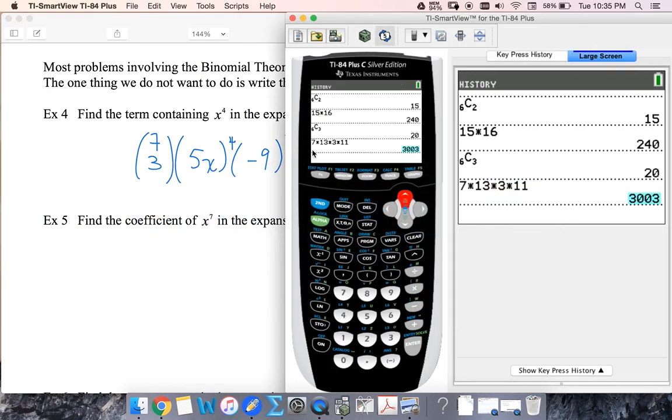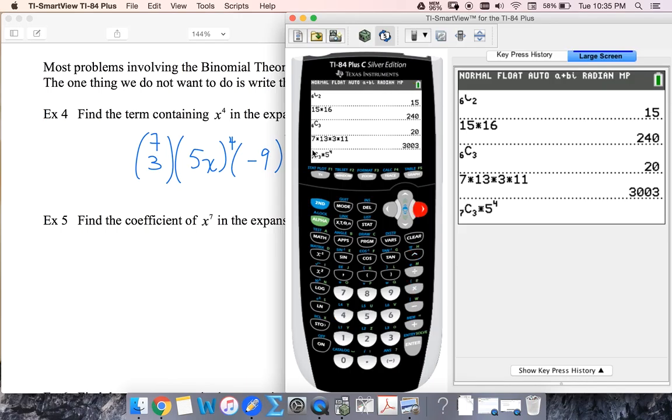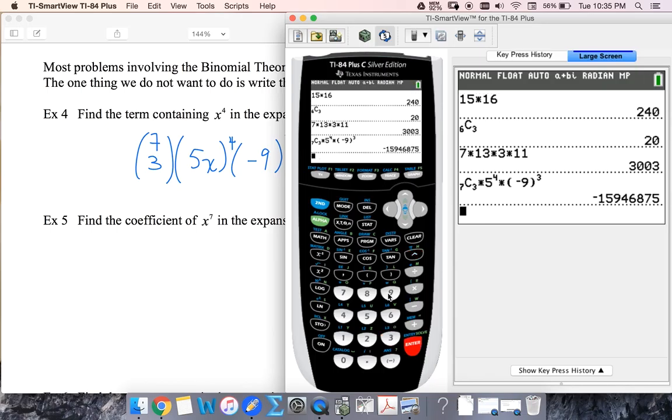So I'm going to do 7 choose 3, and then I'm going to multiply that by 5 to the fourth, and then I'm going to multiply that by, let's actually make that a multiplication sign, and then negative 9 to the third. All right, that is a very big number.